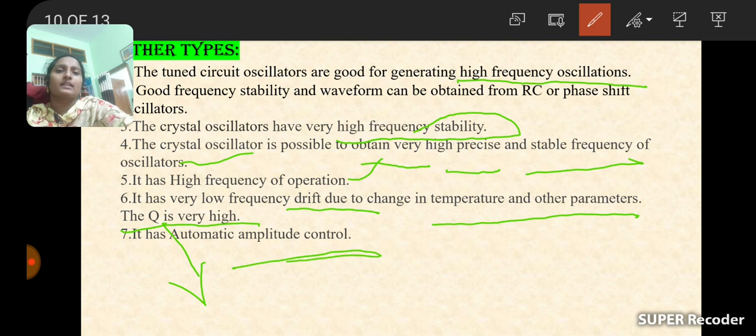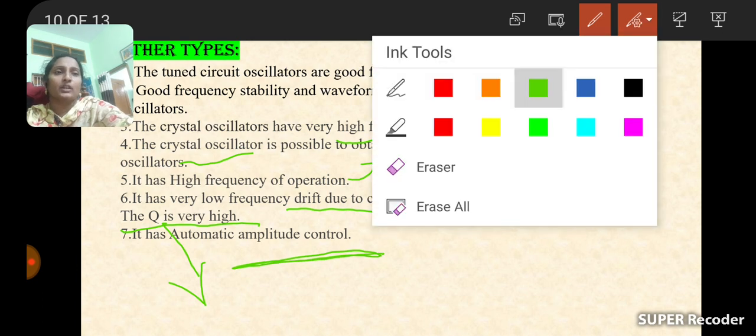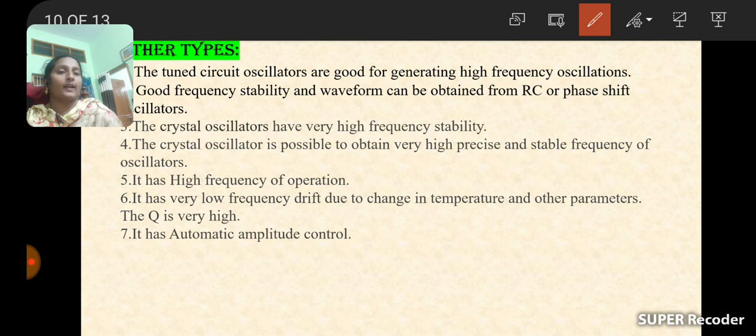And it has automatic amplitude control. The amplitude is automatically increased or decreased depending upon the mechanical pressure applied to it. Okay, what are the advantages? The tuned circuit oscillators are very good for generating high frequency oscillations and good frequency stability, and the waveform can be obtained from RC phase shift oscillators simply like that.